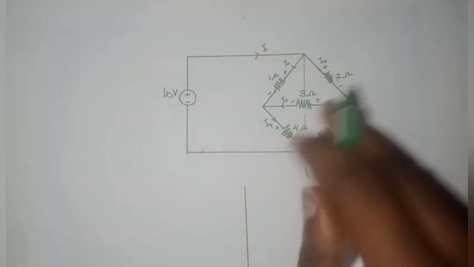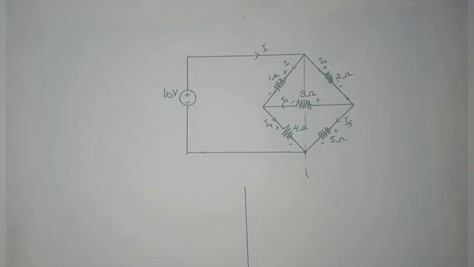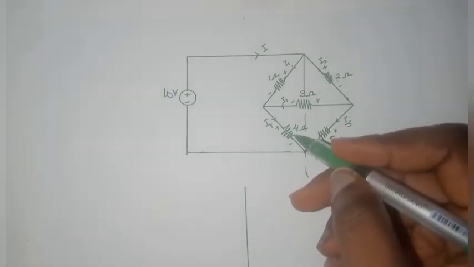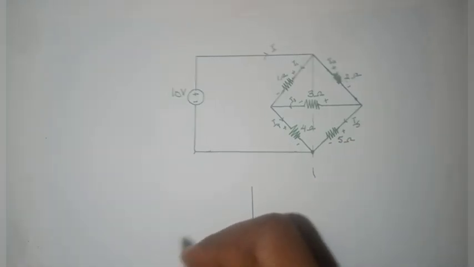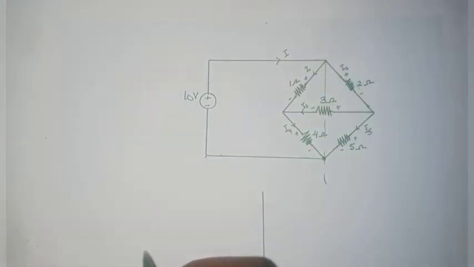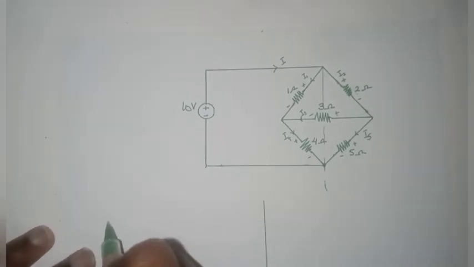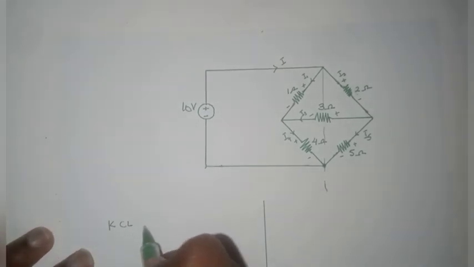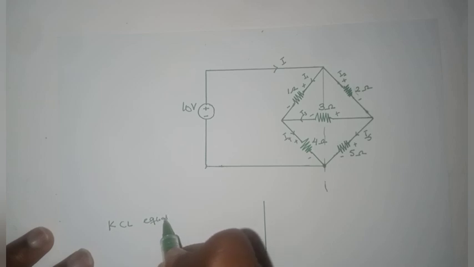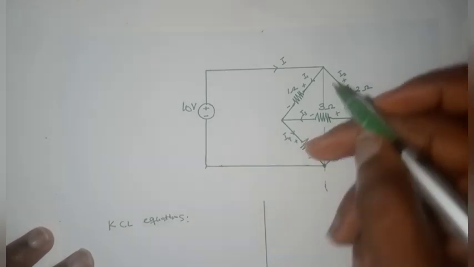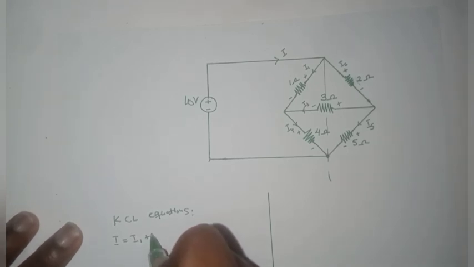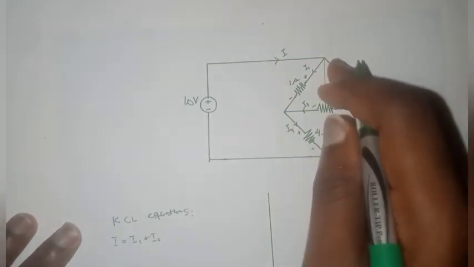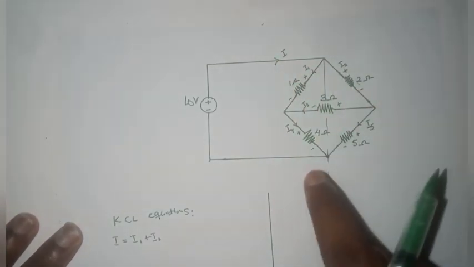Now that we have assigned current to all the branches, next thing we want to do is to write KCL equations at essential nodes. So at this node, we say I is equal to I1 plus I2. I is entering, I1 and I2 are leaving.